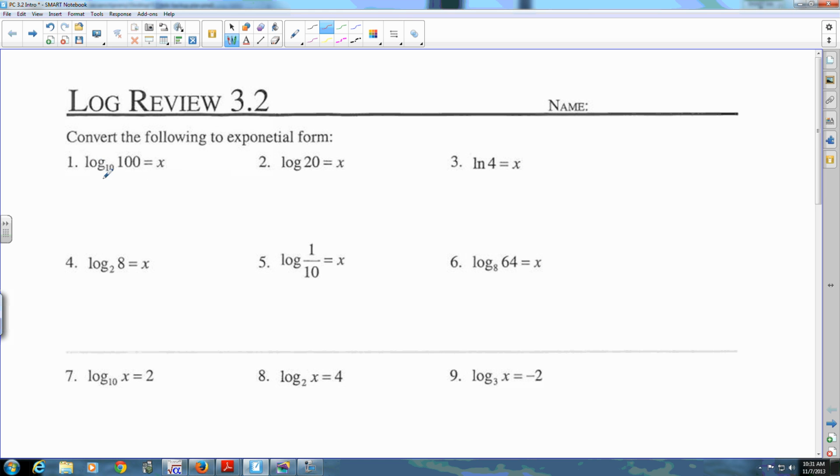So this would be log base 10 of 100 is x. Log base 2 of 8 is x. Log base 10 of x is 2. That's how you pronounce it.